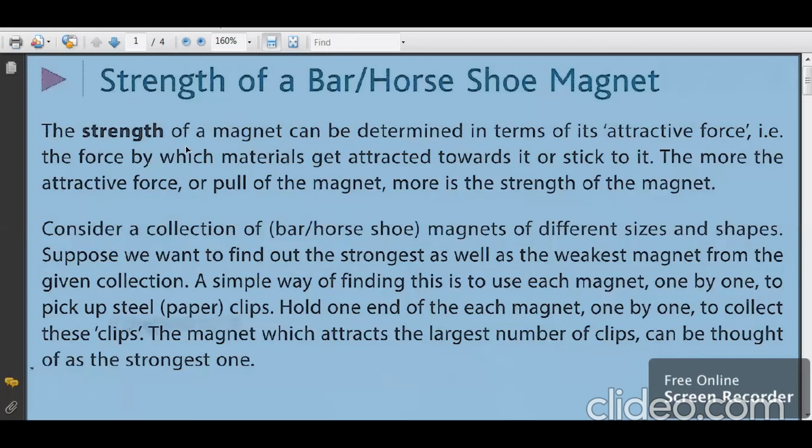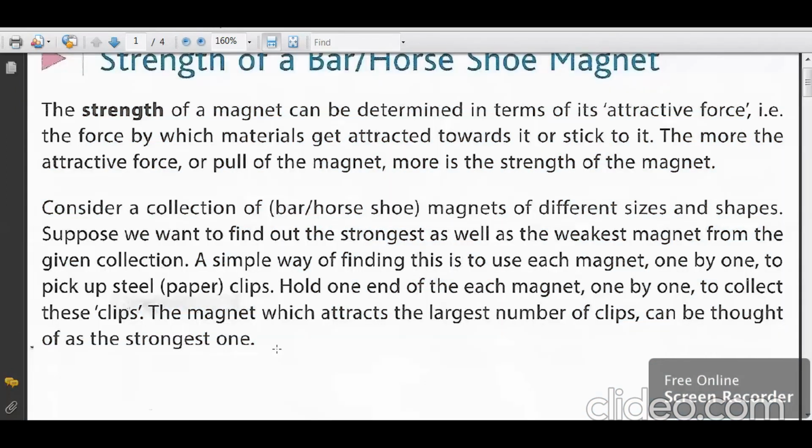Strength of a bar or horseshoe magnet. The strength of a magnet can be determined in terms of its attractive force, that is, the force by which materials get attracted towards a magnet. The more the attractive force, the more the pull of the magnet, and the more the strength of the magnet. Consider a collection of various magnets of different sizes and shapes.